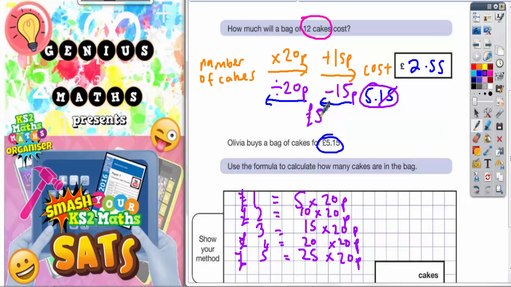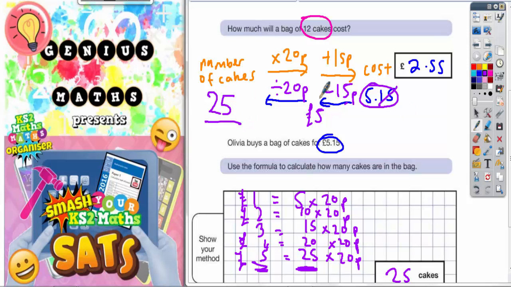So going back to the question, we've knocked off the 15p for the bag, so we've got £5 left, and each cake is worth 20p. So how many 20p's go in £5? Well, we've got it here. £5 is 25 lots of 20p. Therefore, there must be 25 cakes in the bag, because £5 divided by 20 gets you 25.